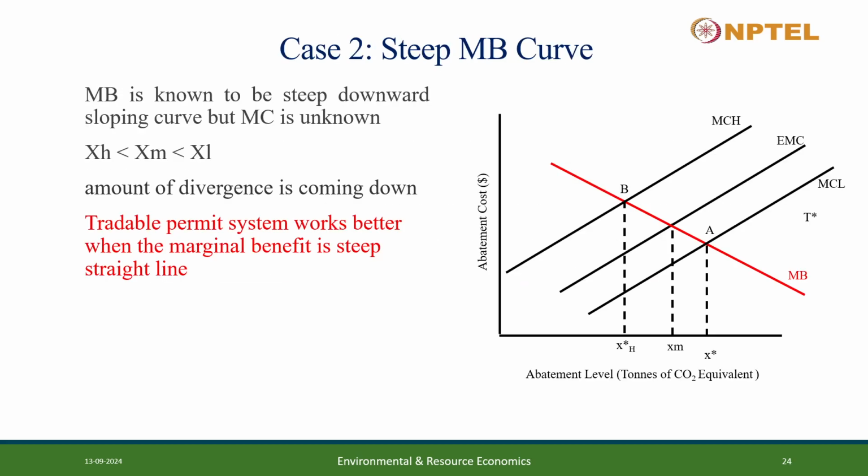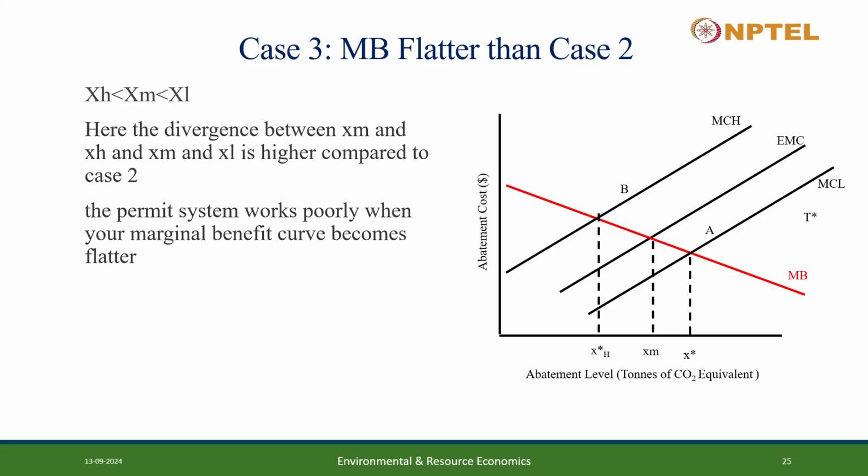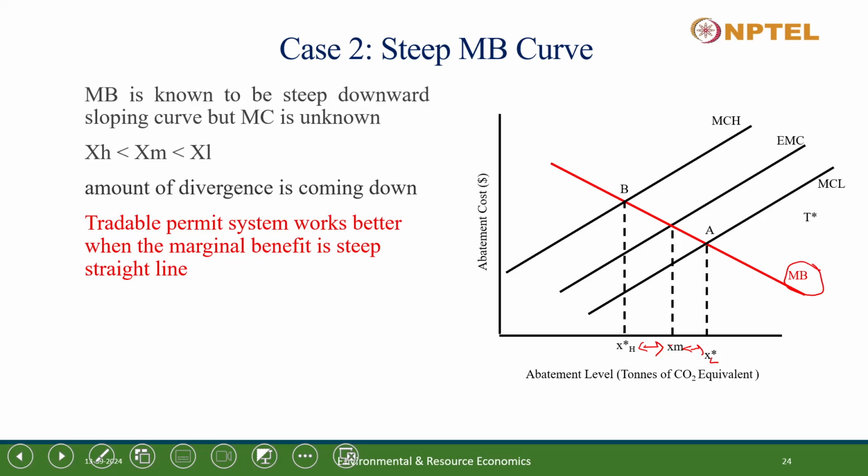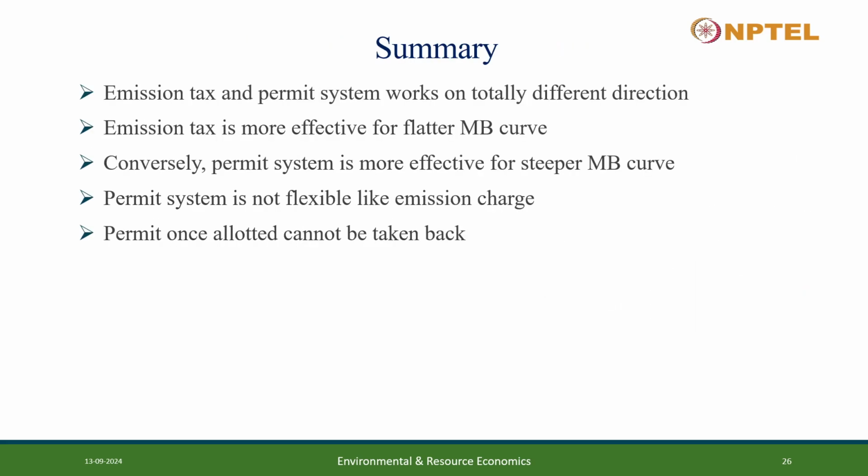Okay. So from here we have now the case where MB is steeper. So when MB is steeper, the difference between this XH star and XM and XM and XL star is reducing. So let's take case 3 where it is flatter. So here the difference is higher. However, in case 2, the difference is lower. So we can say that steeper the MB curve, more effective is the tradable pollution permit system. So this is how we have come across in the MB cases, right?